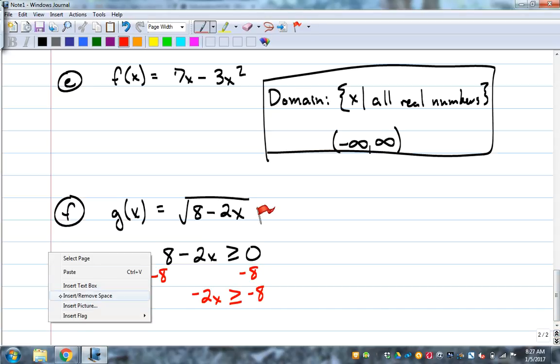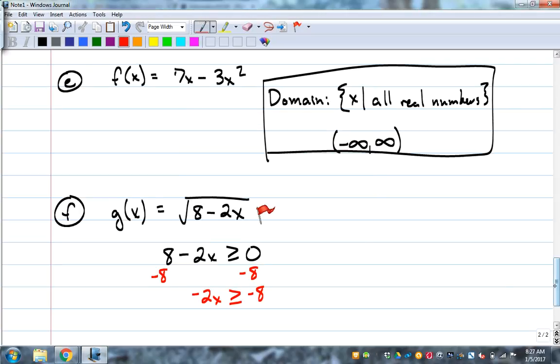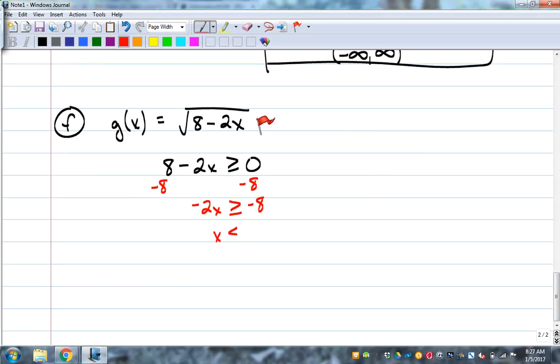Divide by -2. What happens when you divide by a negative with inequalities? Yeah, swap the symbol around so that it's positive 4. X is less than or equal to positive 4 this time. So a little different, but the set notation for the domain, again, all x such that x is less than or equal to 4.